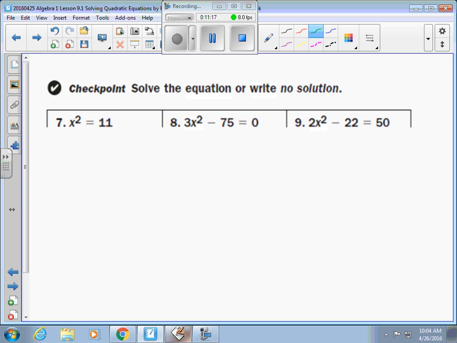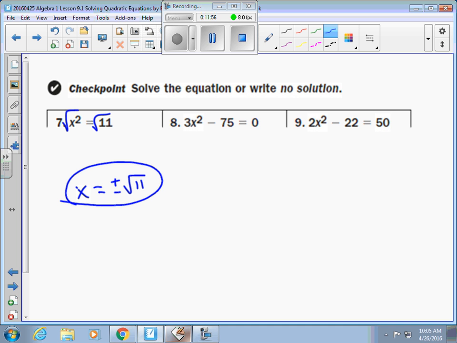Then we have 3 checkpoint problems, 3 I believe. Yep, 3 checkpoint problems says solve the equation or write no solution. X squared is equal to 11. In order to get x by itself, you need to undo squared by taking the square root. The square root of 11 is not no solution if you thought that at first. There is a real number that when you multiply it by itself gives you 11. It is just an irrational number. It's not a perfect square. The only ones that have no real solution are the ones that have a negative inside of the radical.